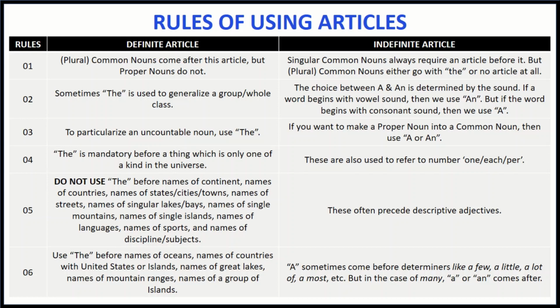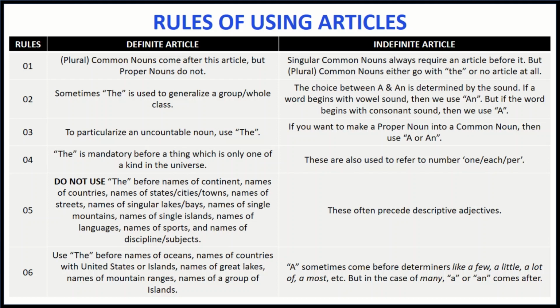Rule number three, to particularize an uncountable noun, use the. I will also make a video on uncountable nouns, and we will learn about that also. So if you want to particularize an uncountable noun, you have to use the definite article the. Whereas rule number three for the indefinite article states that if you want to make a proper noun into a common noun, then use a or an. We will look at some examples in the next slide.